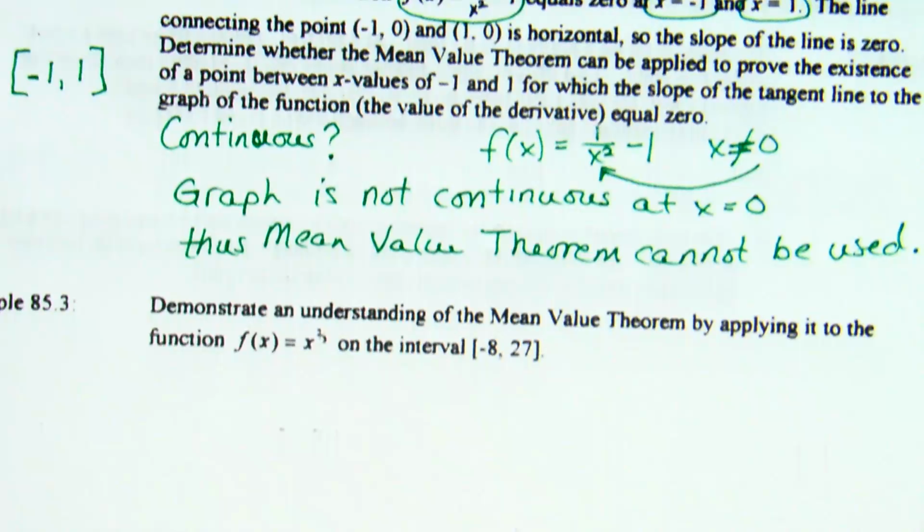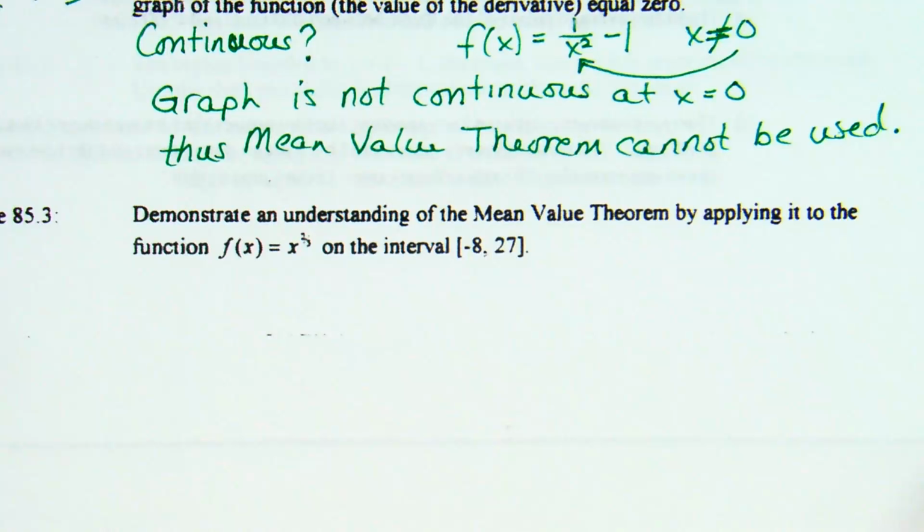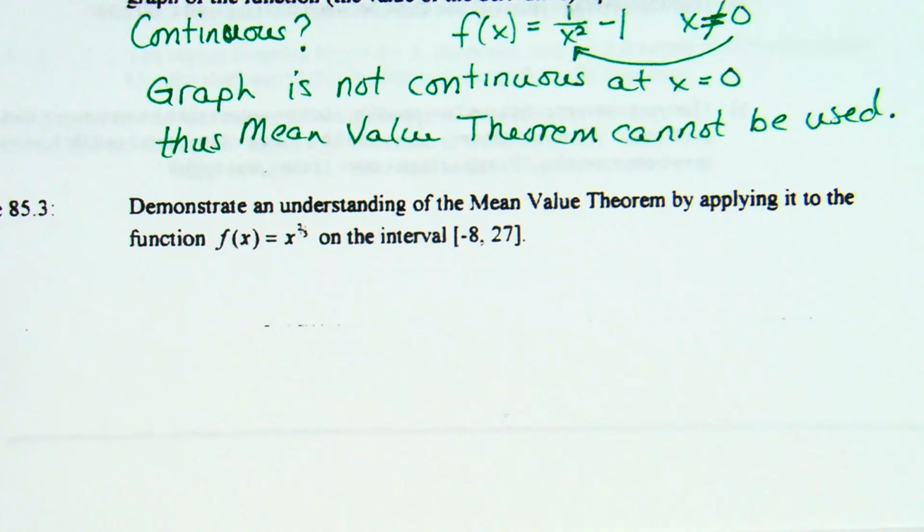Okay, example 3. Demonstrate an understanding of the mean value theorem by applying it to the function f of x equals x to the 2/3 on the interval -8, 27. That should be square root.